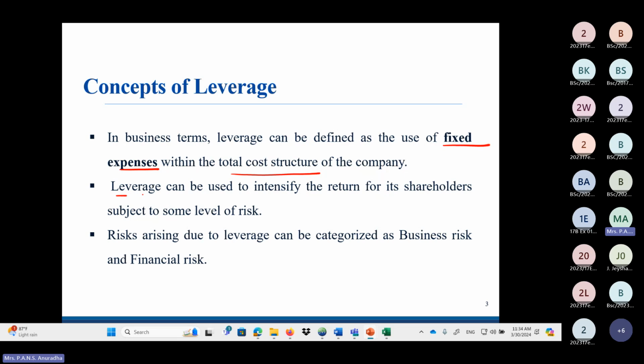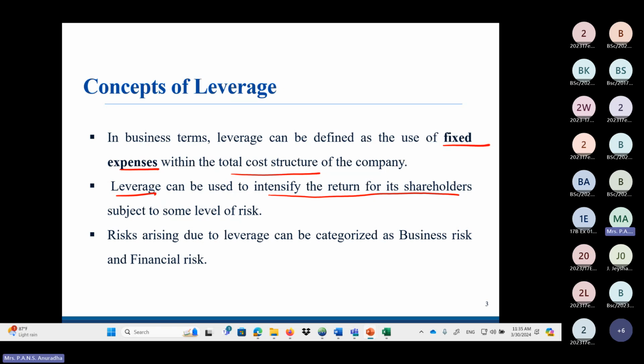So this leverage you can use to intensify the return to shareholders. This leverage, or the fixed expenses, you should use in an appropriate way, in a way that intensifies return to the shareholders or maximizes the value. Maximizing returns to shareholders means maximizing the value of owners' wealth. So then the finance manager of the company should know how to manage this leverage in a way that intensifies the return to the shareholders.